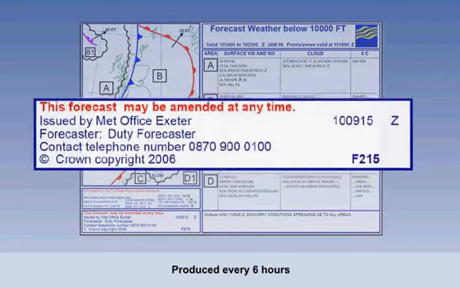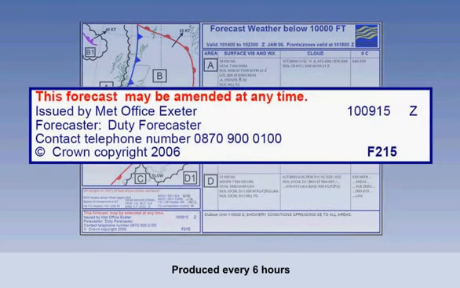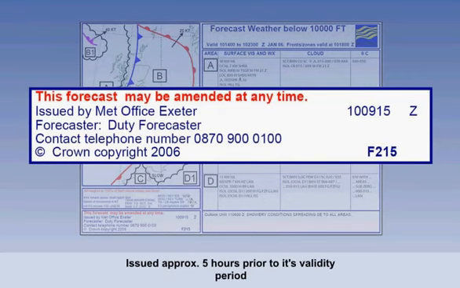In the United Kingdom, the chart is commonly referred to as the form 215, or just 215. It's produced every 6 hours, 365 days a year, for aircraft flying low level over the United Kingdom and adjacent areas. Also shown on the chart is the issue time, duty forecaster, and contact details.